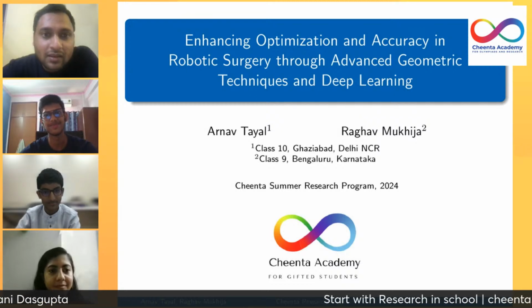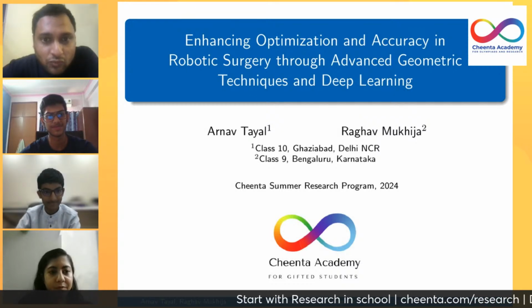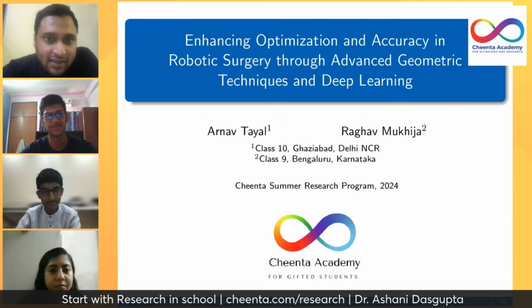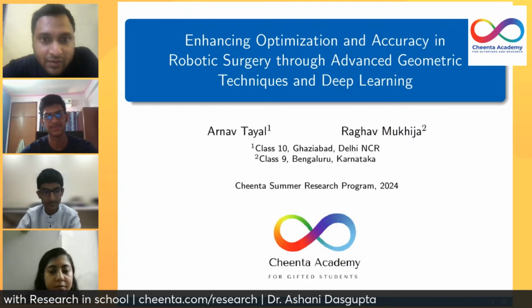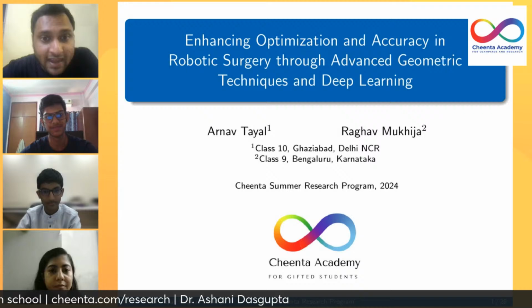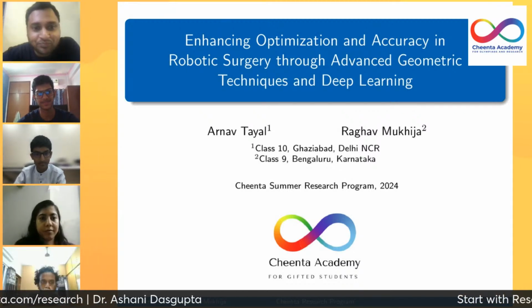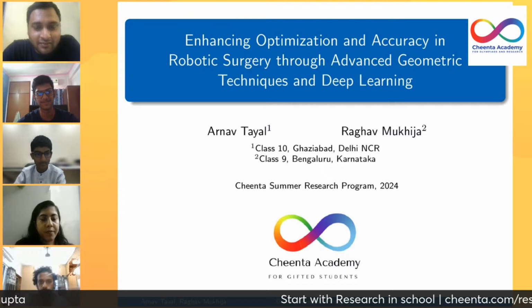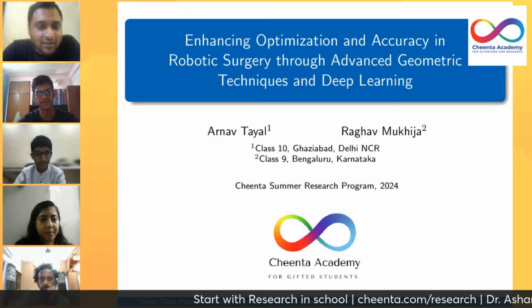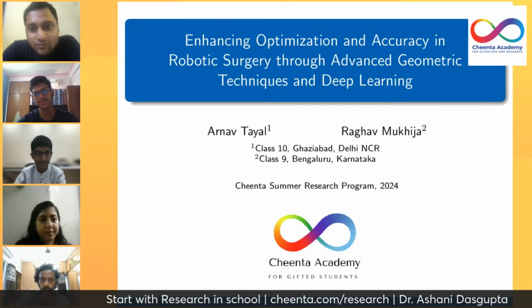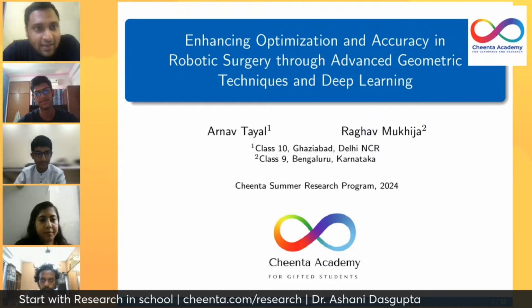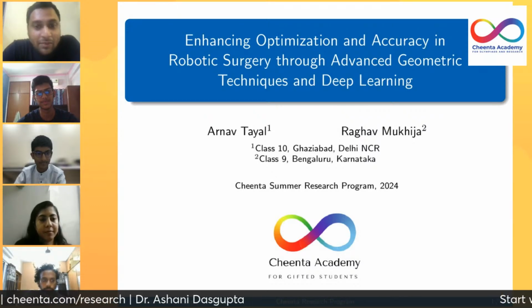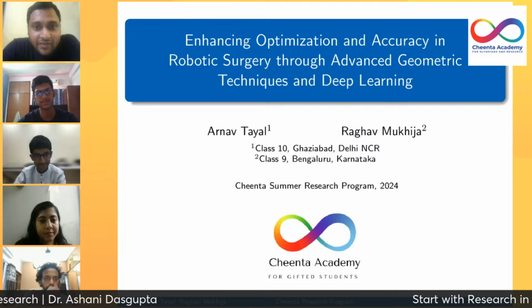So Arnav and Raghav are both in schools. Arnav is from Delhi, who's in grade 10, and Raghav is from Bengaluru. He's in grade 9. And we also have two of the fantastic research associates. We have Muskan, who has worked with the kids. Sharif is also there, of course. Sharif has also worked with the kids. So I'm really excited to hear from Arnav and Raghav.